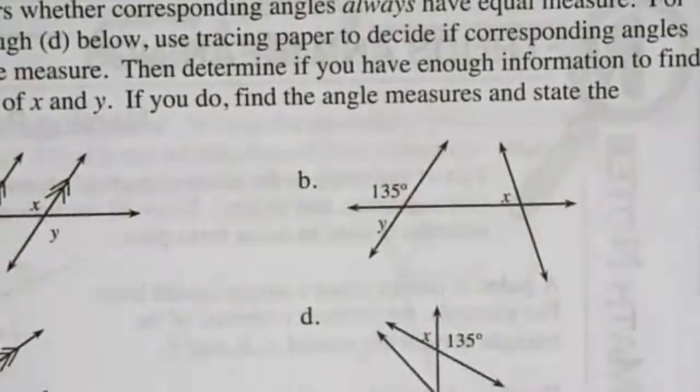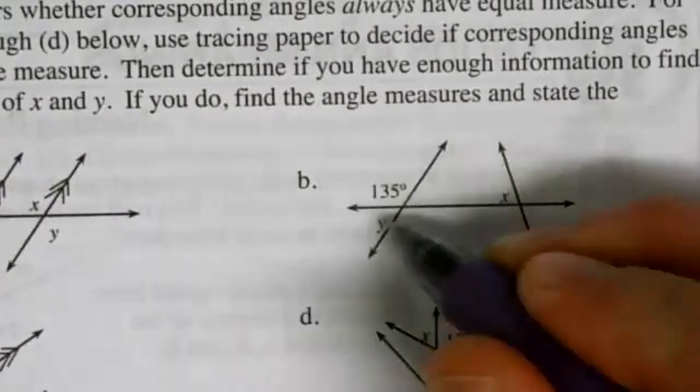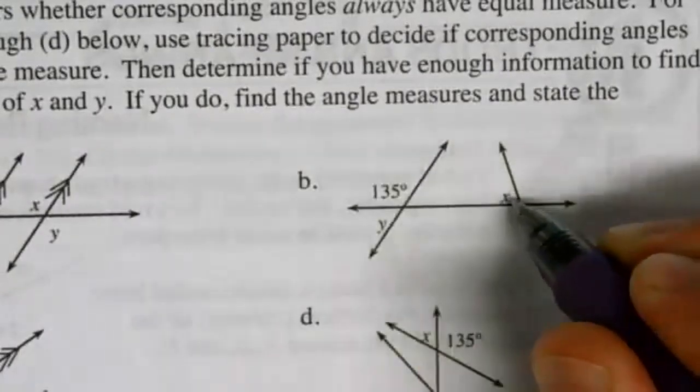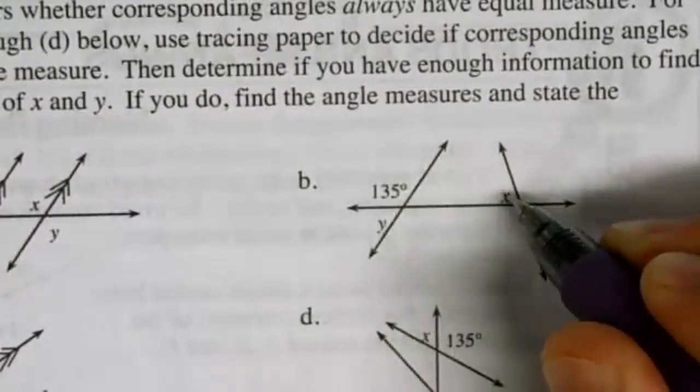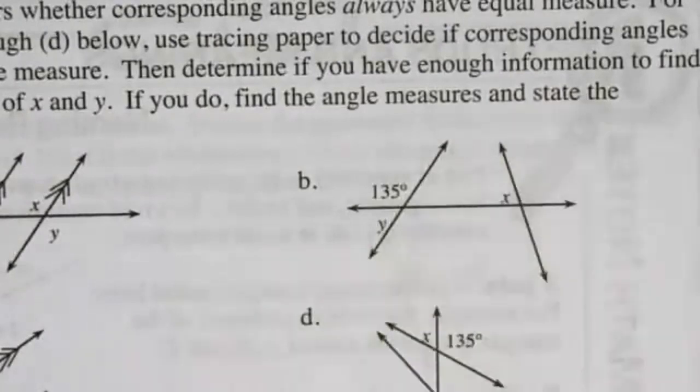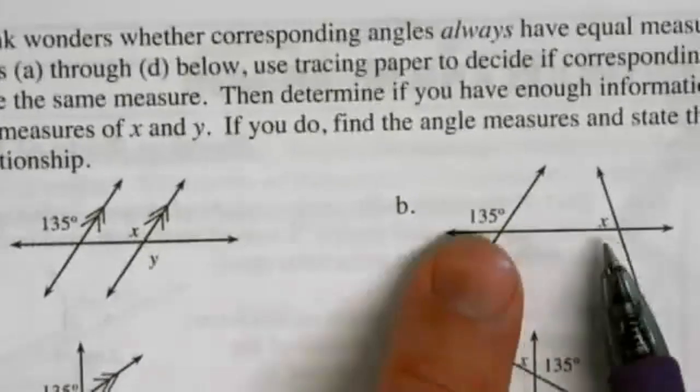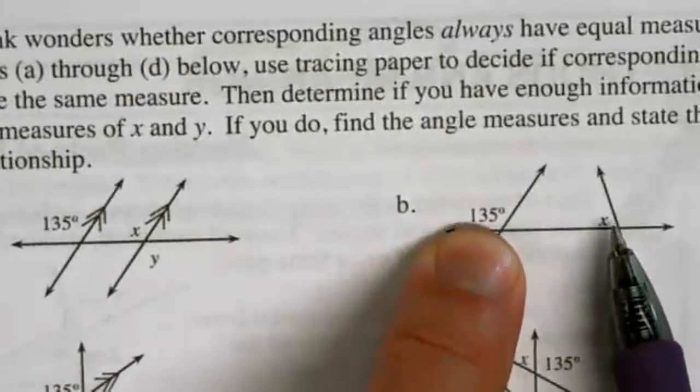What is the angle in the upper left-hand corner of the intersection over here? X is the corresponding angle for 135 in this picture. It is, because if I started at this location and slid down the transversal, I would end up in the same spot, right? But the angle's not the same. That's why I said we needed to modify our conjecture. These are corresponding angles, but they're not equal.